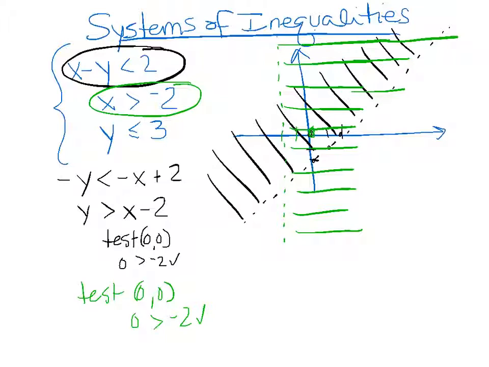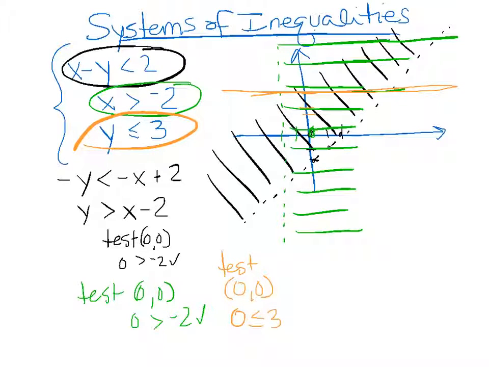But I have a third one to deal with. So I'm going to deal with this one. Y is less than or equal to 3 is a horizontal line at 3. Okay, horizontal. This time it's a solid, because I do have the equal sign. I know I'm going to test the 0, 0. So 0 is less than or equal to 3. Again, 0, 0 is a good solution. So again, I have this as part of the solution zone. So I should be shading below the line.